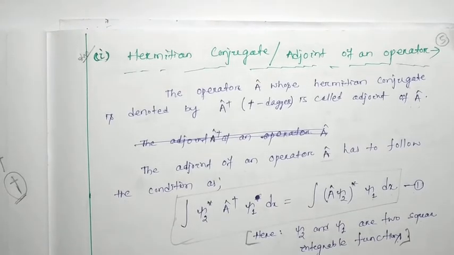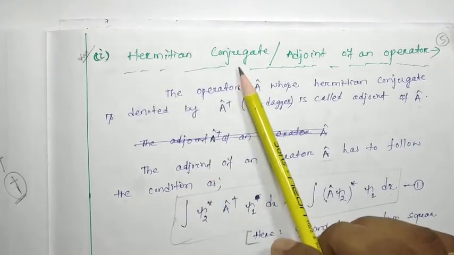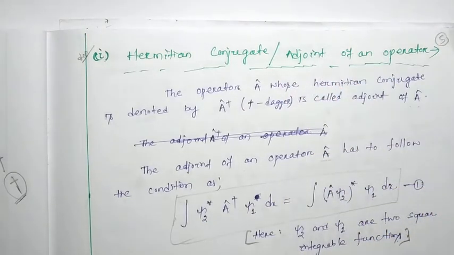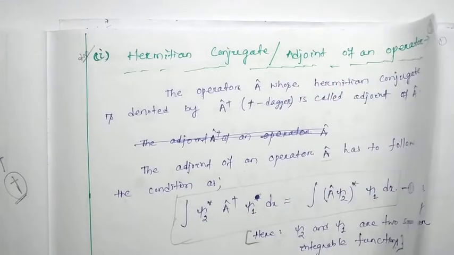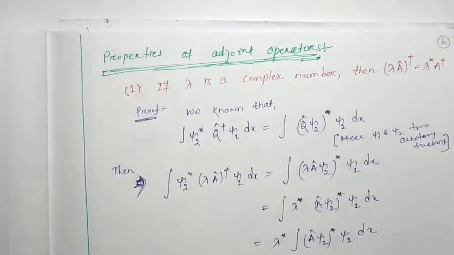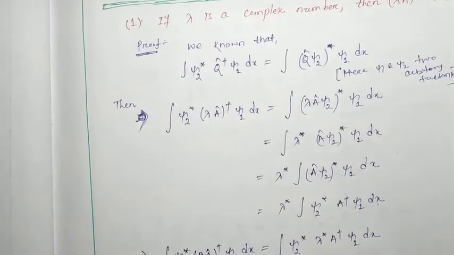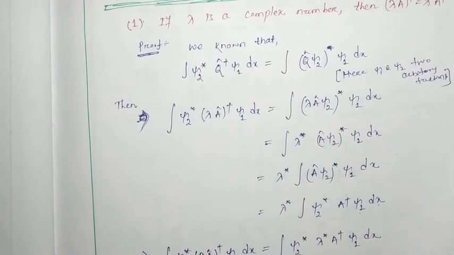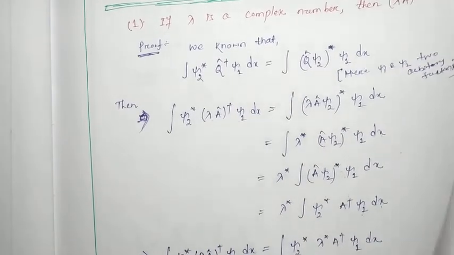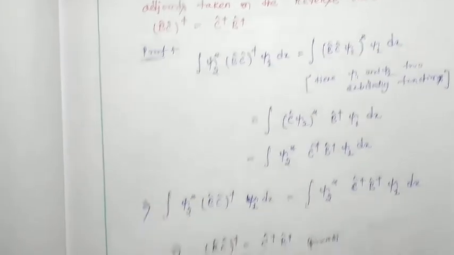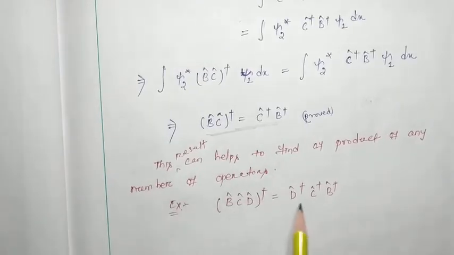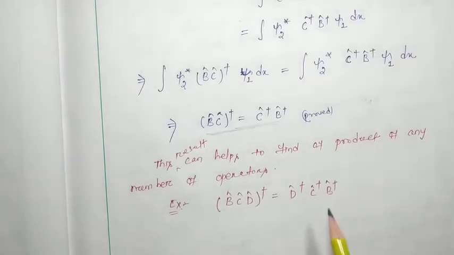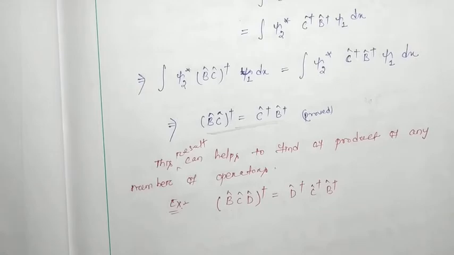In our last class we discussed the Hermitian conjugate or adjoint of an operator, and also the properties of adjoint operators with three problems. Also, an interesting result: if (B cap C cap D cap) whole dagger, it will be D cap dagger, C cap dagger, B cap dagger. That means the reverse order is considered.